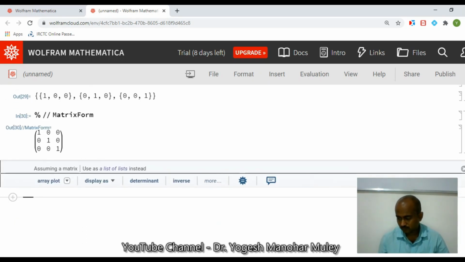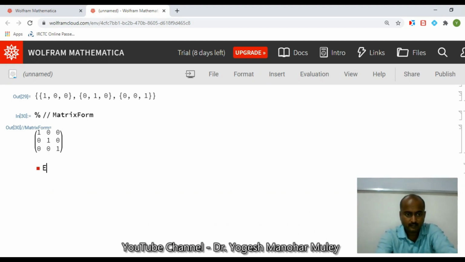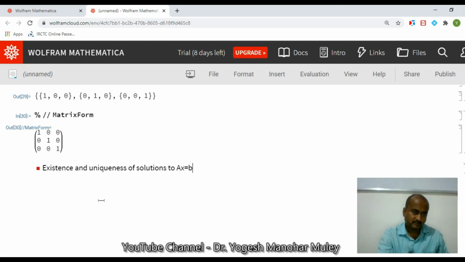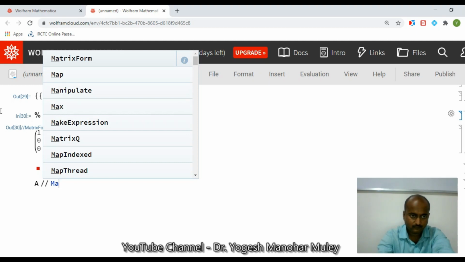Now we'll try to find out the existence and uniqueness of solutions to AX equals B. This means for a linear equation we are trying to find out the solution. So again we have seen A which has an inverse.